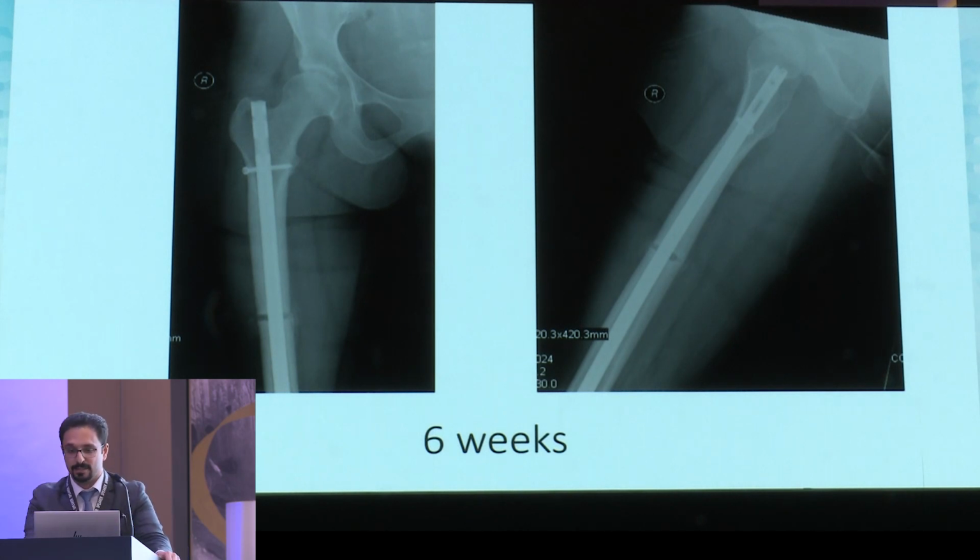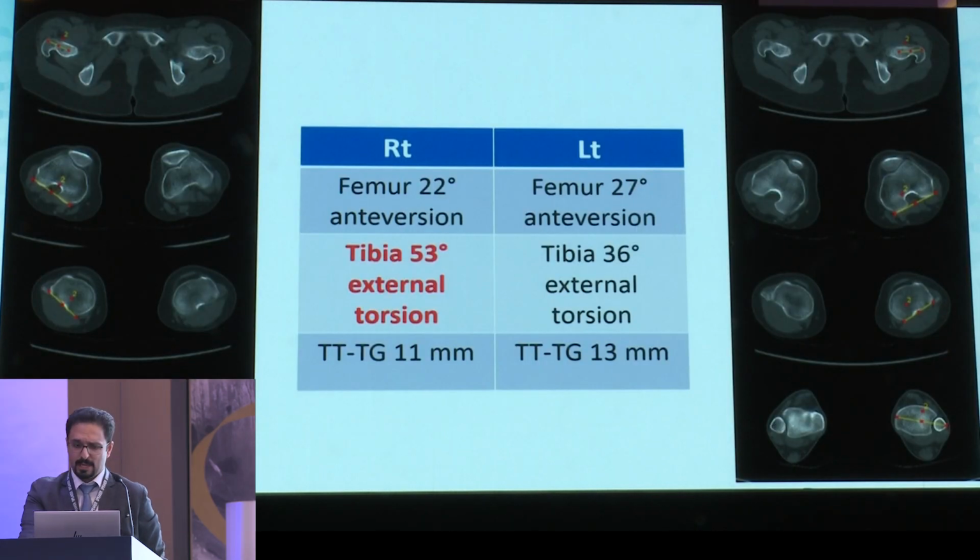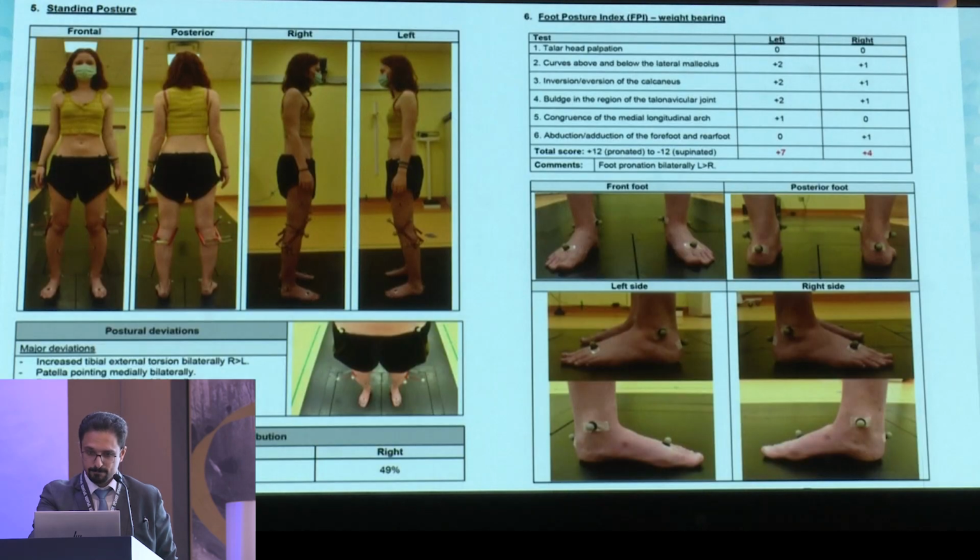She doesn't hear any cracking. That's another case, an 18-year-old female with chronic bilateral anterior knee pain and 2 episodes of patellar instability. She has a normal hip, but she has an abnormal thigh-foot axis, all right? And when she stands normally, the patellae are facing each other. So she's basically out-toeing. And when we do our validation with CT rotational profile, she has excessive tibia external torsion on one side.